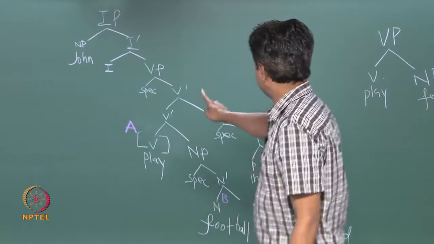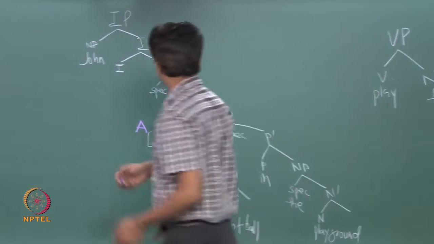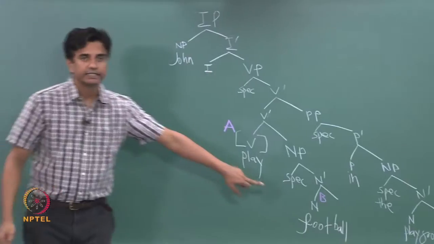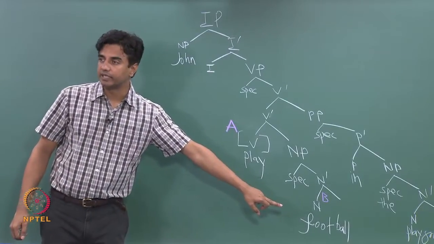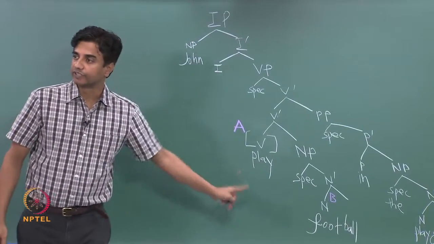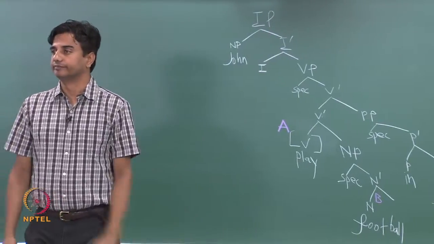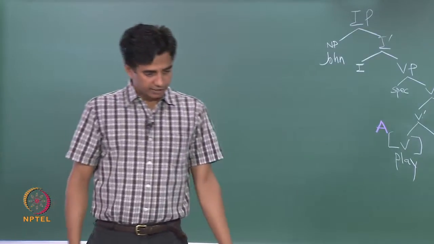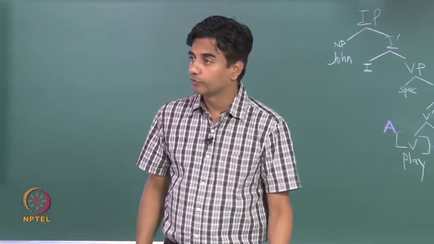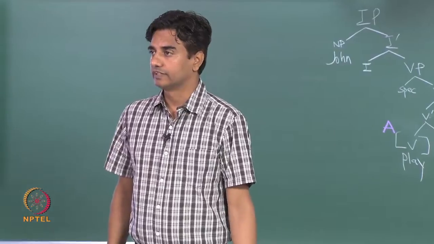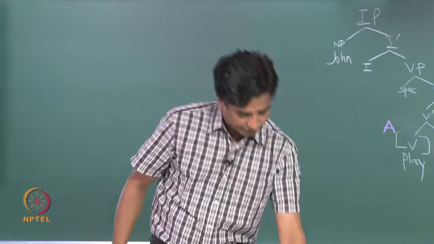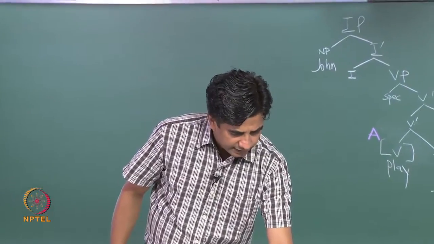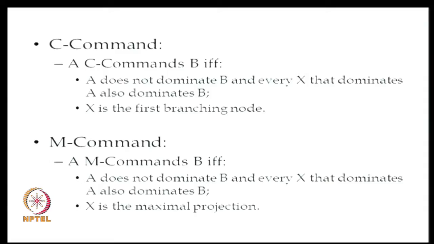And then we see A in this structure of IP, we see A assigning case to B with the help of this notion of C-command. If this is clear, then we can move a little further. Yes? People from this side? Okay. Now, we can restrict this definition a little further.